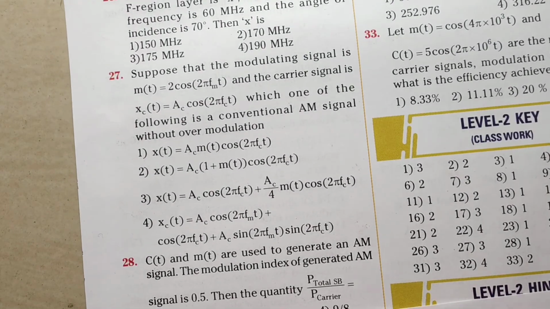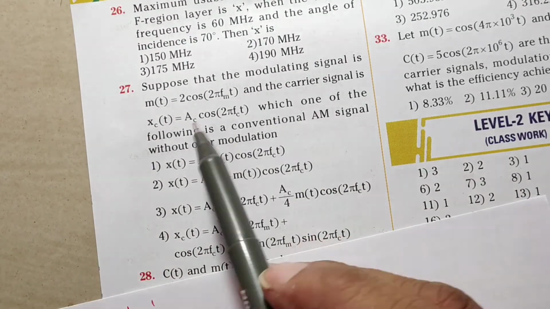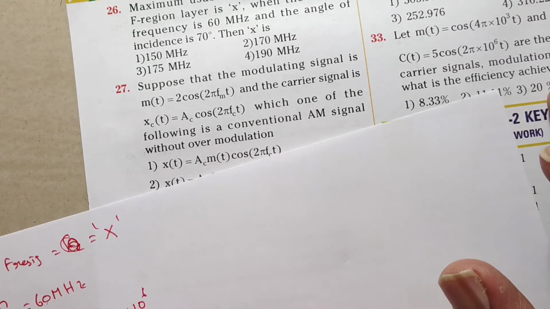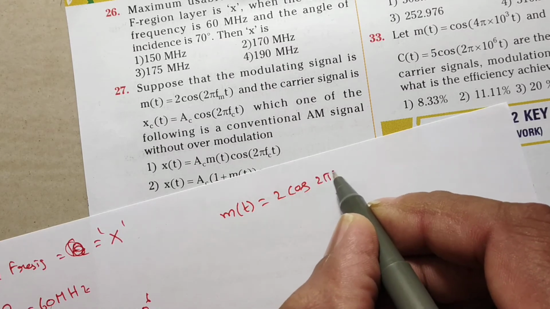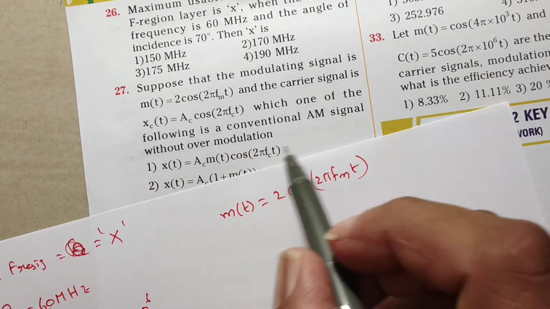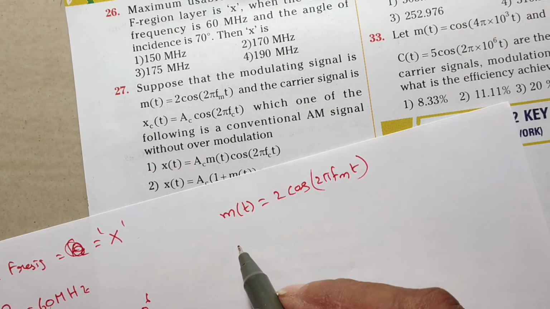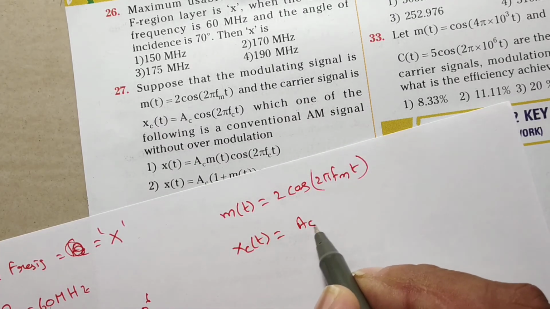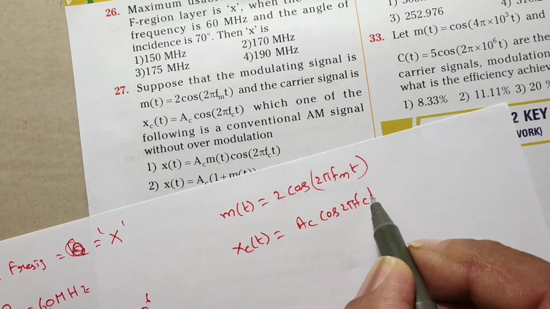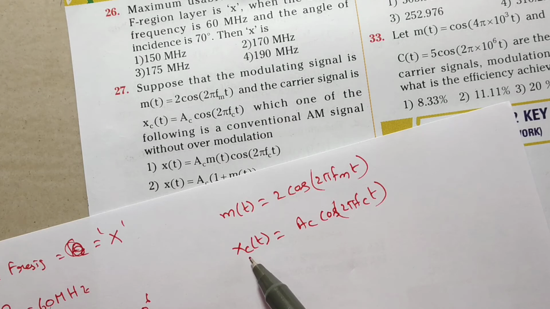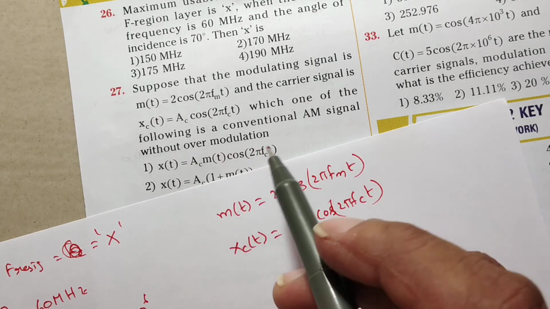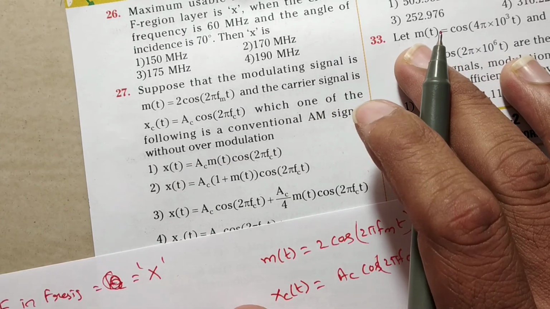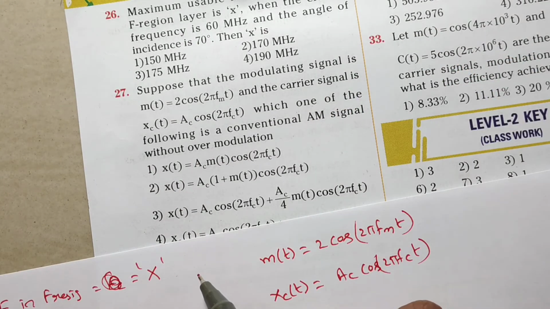27th question. Suppose that the modulating signal is m of t. M of t they have given is 2 cos 2 pi fmt, the message signal, and the carrier signal xc of t is AC cos 2 pi fct. Now, which of the following is conventional AM without over modulation? They have given 4 options, and we need to find which one is not over modulation.